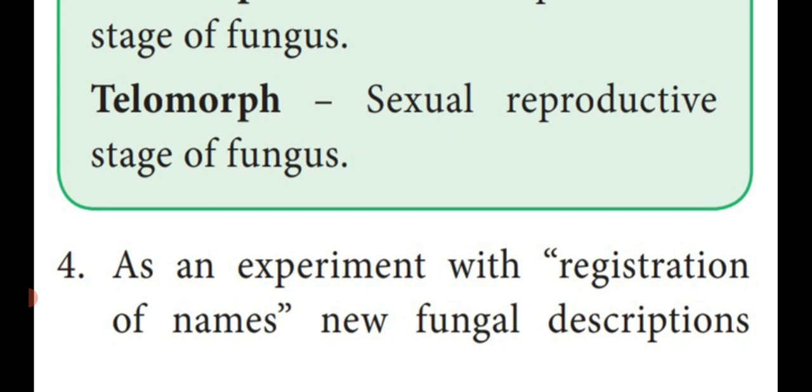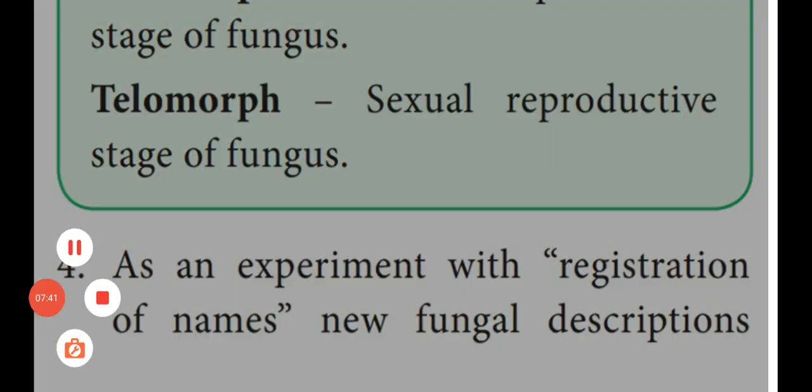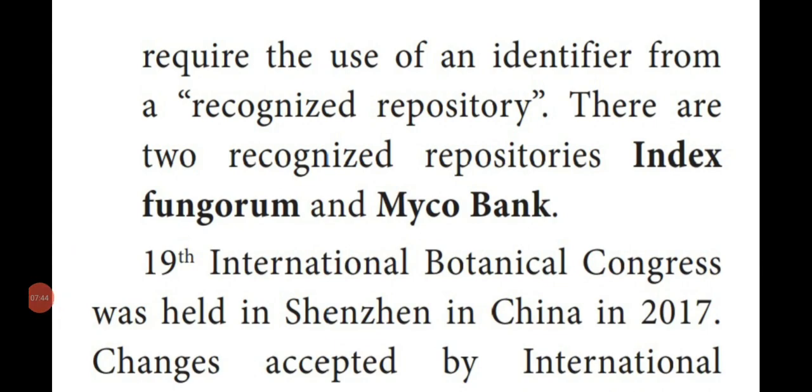The next one, the registration of names based on new fungal descriptions. They require the use of an identifier from a recognized repository. That means if you are giving a new name to a particular plant, we have to register that new name in the repository. That means there is an institution. There are 2 repositories: one is the Index Fungorum, another one is the Mycobank.